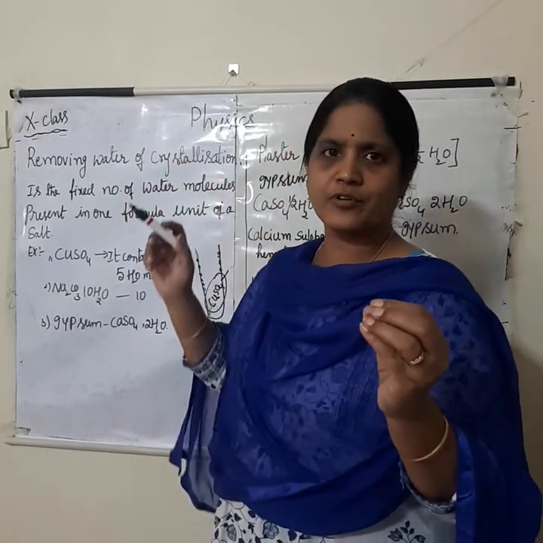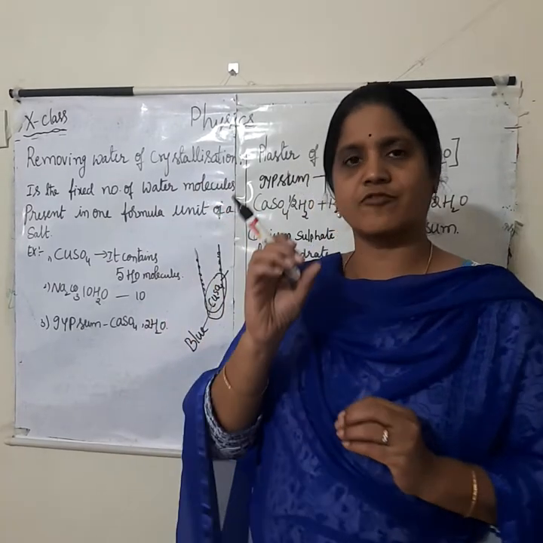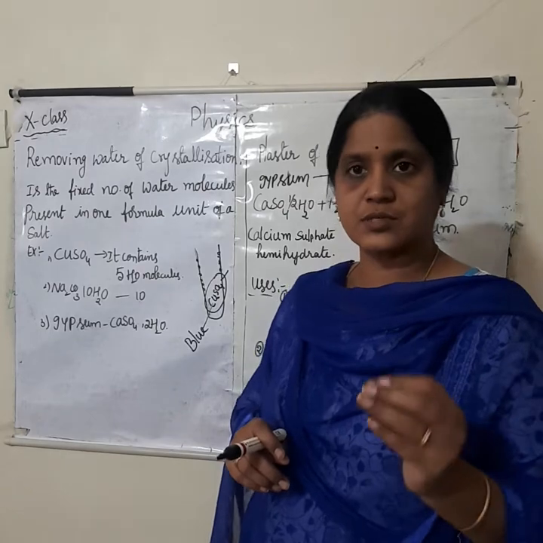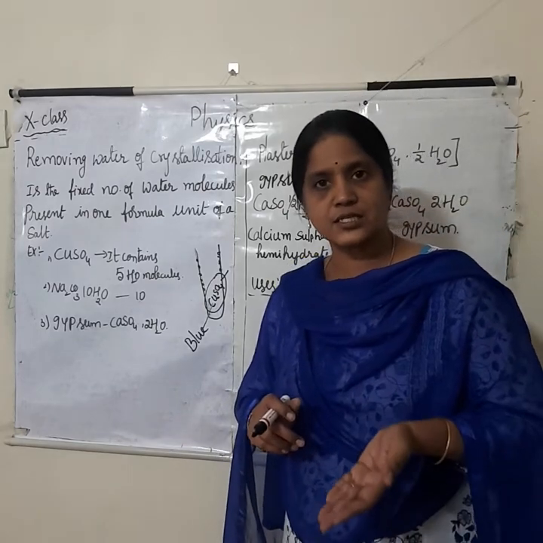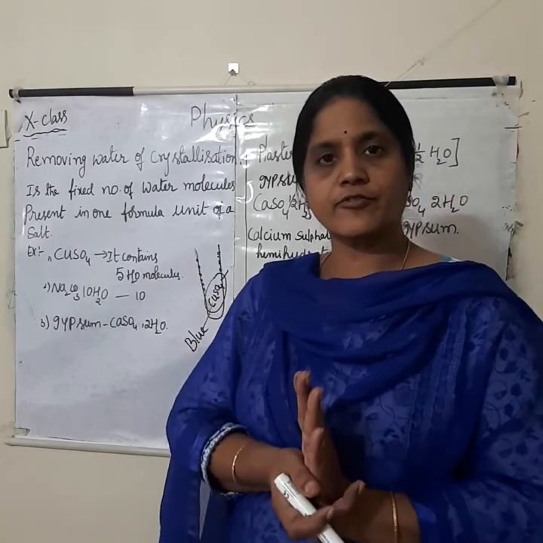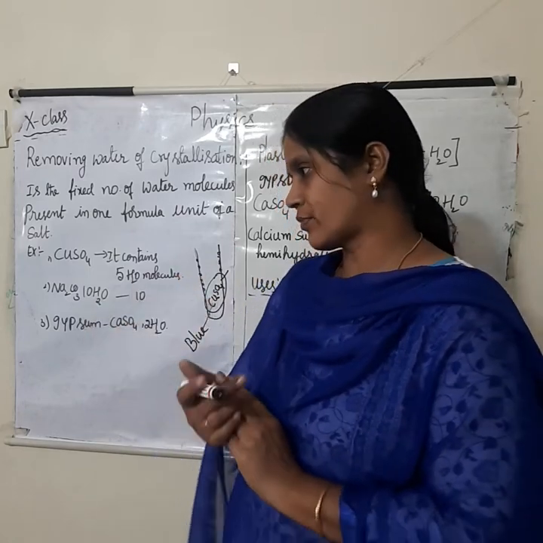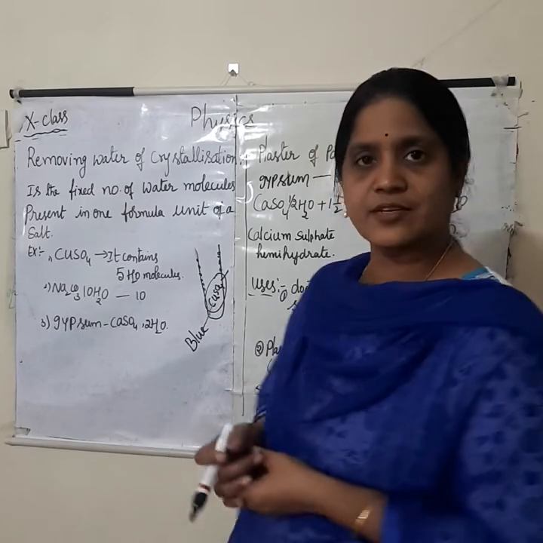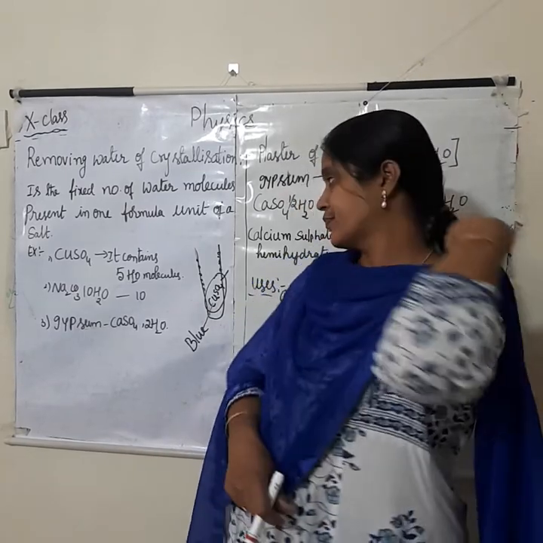And if you observe, the salts are in crystal form only. Sugar crystals, salt crystals. They have a very smooth, shining surface. When light falls on the surface, it emits brightly. We call it luster.